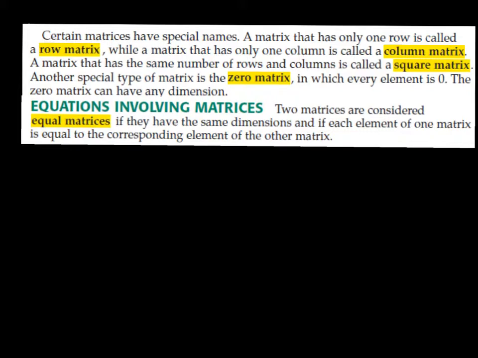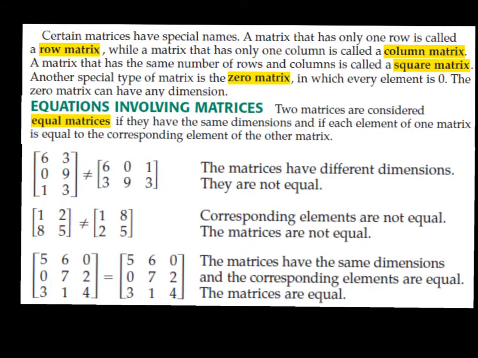2 matrices are considered equal matrices if they have the same dimensions, and if each element of one matrix is equal to the corresponding element of the other matrix. Matrices that have different dimensions can't be equal. This one, the dimensions are the same. Ooh, no, not the same. The corresponding elements are not equal even though it has the same numbers. And this one, winner, winner, chicken dinner. Same dimensions and every element lines up. So those are equal matrices.